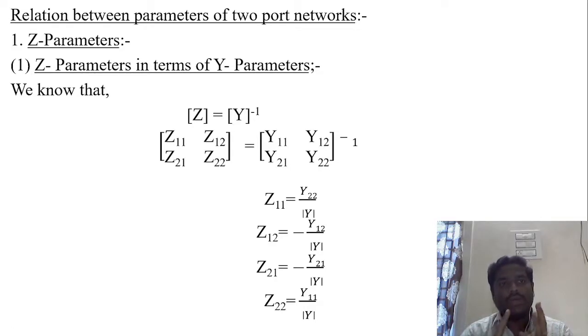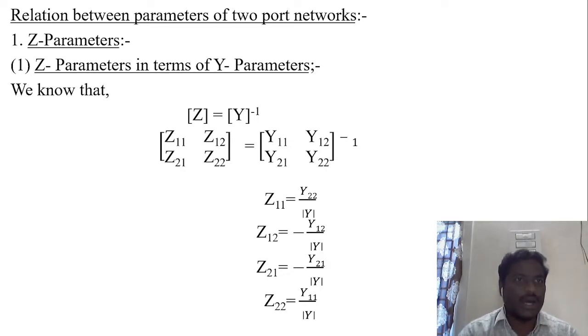Similarly, how are the Y parameters interrelated with the Z parameters, ABCD and hybrid parameters? Then how are the ABCD parameters in interrelationship with Z parameters, Y parameters and hybrid parameters? Similarly, the last one is the hybrid parameters: how are the hybrid parameters interrelated with the Z parameters, Y parameters and ABCD parameters?